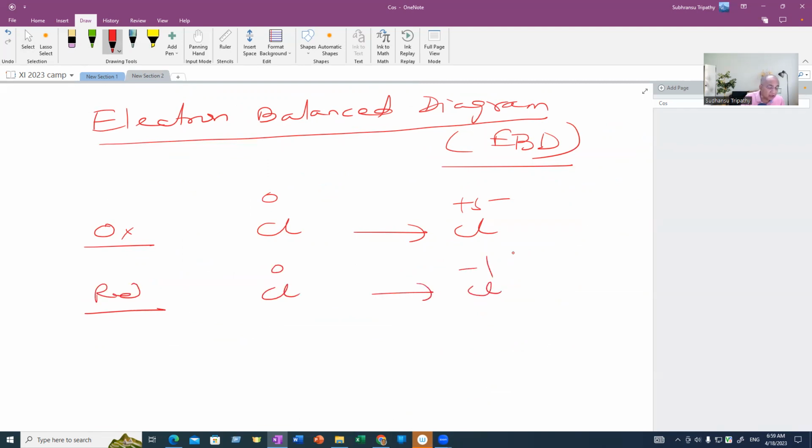Right? Then electron balance. Now tell me, to equalize the charge on both the sides, how many electrons do I have to add, with a positive sign, on which side, so that the two sides will have equal charge? Simply equalization of charge. Raise your hands.